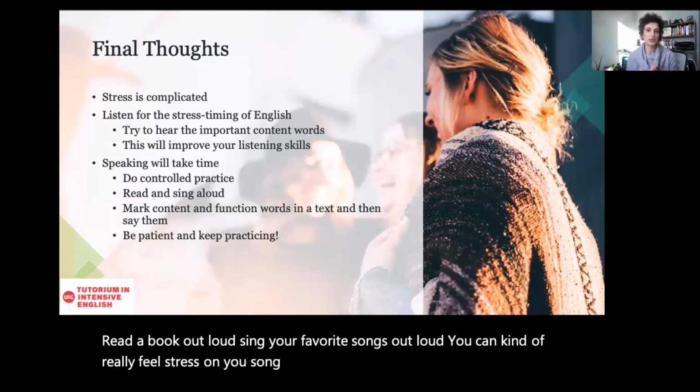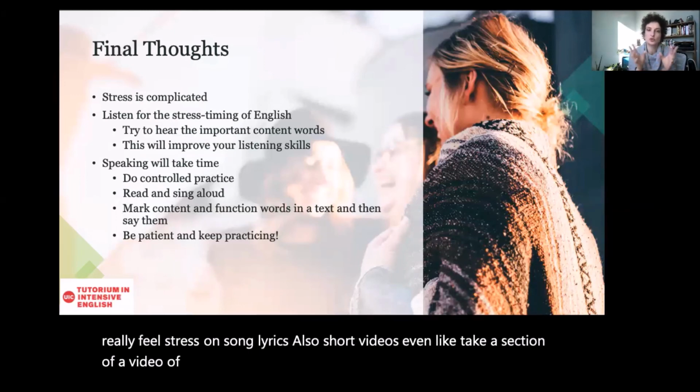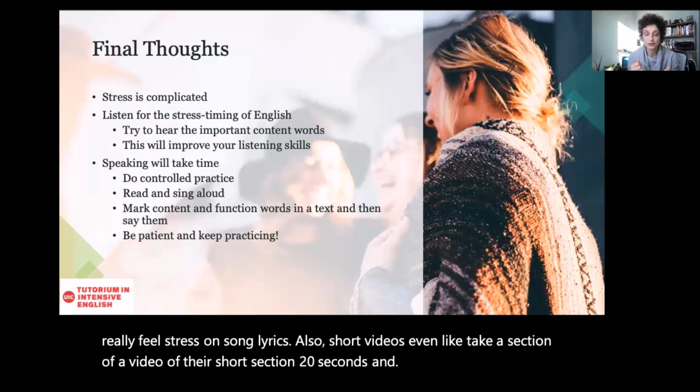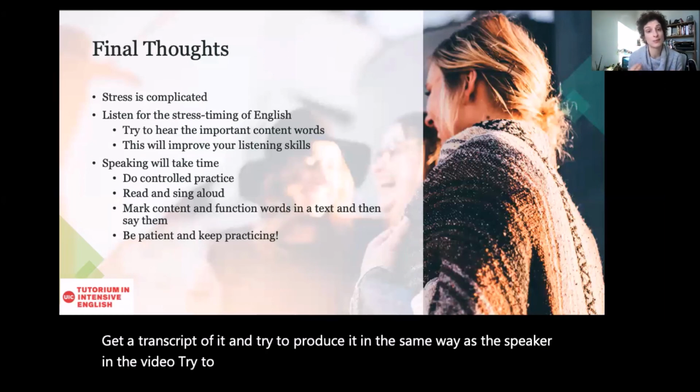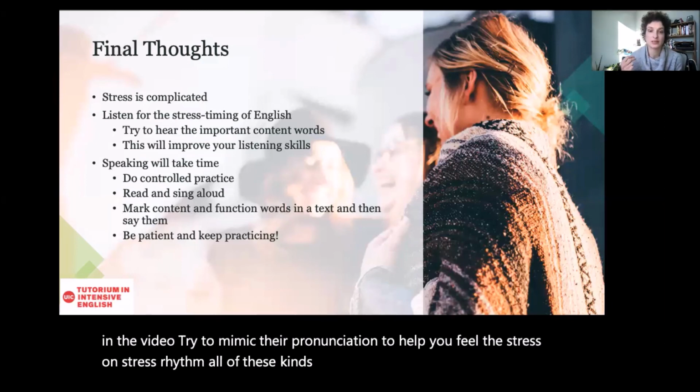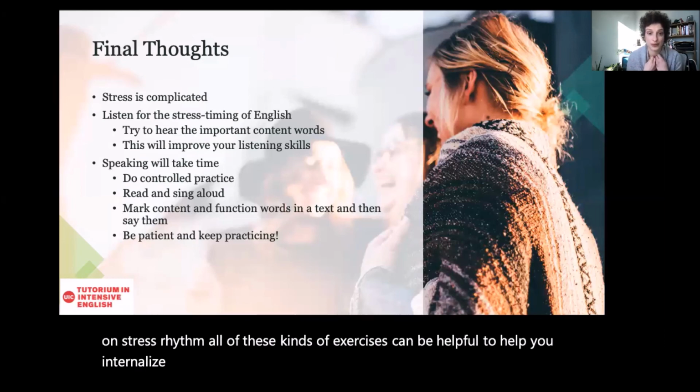Also, short videos. Take a very short section of a video, 20 seconds, and get a transcript of it and try to produce it in the same way as the speaker in the video. Try to mimic their pronunciation to help you feel the stressed, unstressed rhythm. All of these kinds of exercises can be helpful to help you internalize this English rhythm.